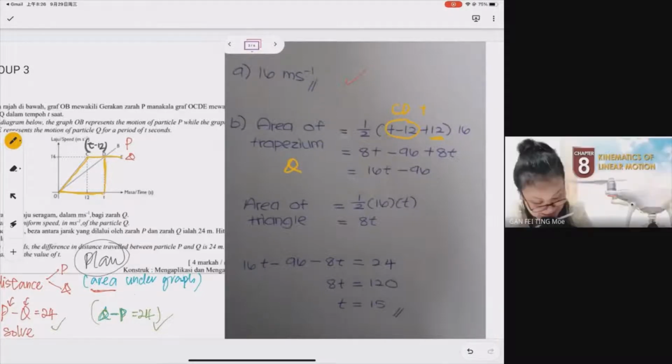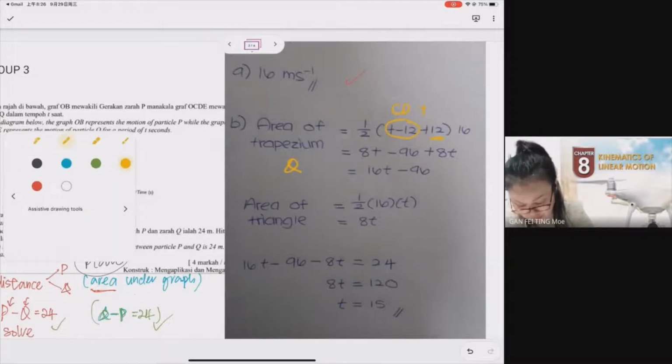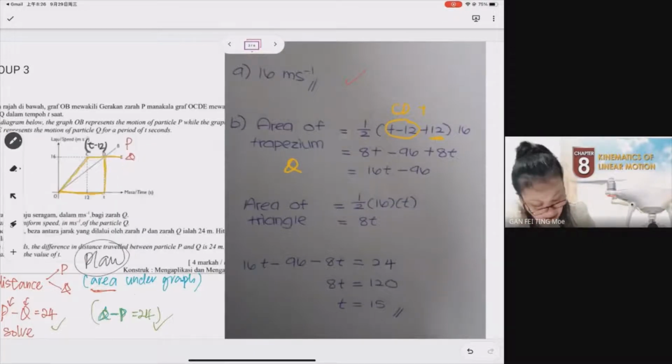Teacher can change it to T. Okay, I changed this one to T. That's why we need to do our discussion. Change this one to T. Okay, now I use red color.